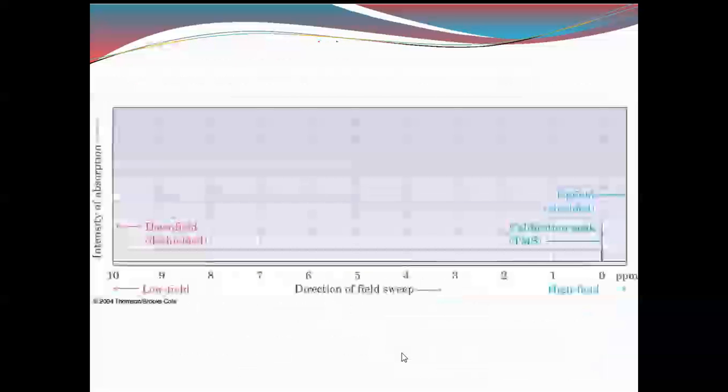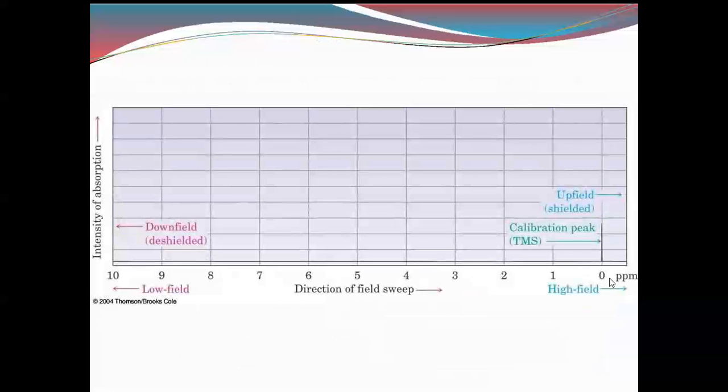So this is the graph. This is 0 and this is 10. All these are the values of the chemical shift, but the strength of the magnetic field keeps on increasing. That means this is a low field and this is a high field, isn't it? The magnetic field is increasing from one side to the other, and this thick peak is the peak of the reference, that is TMS.